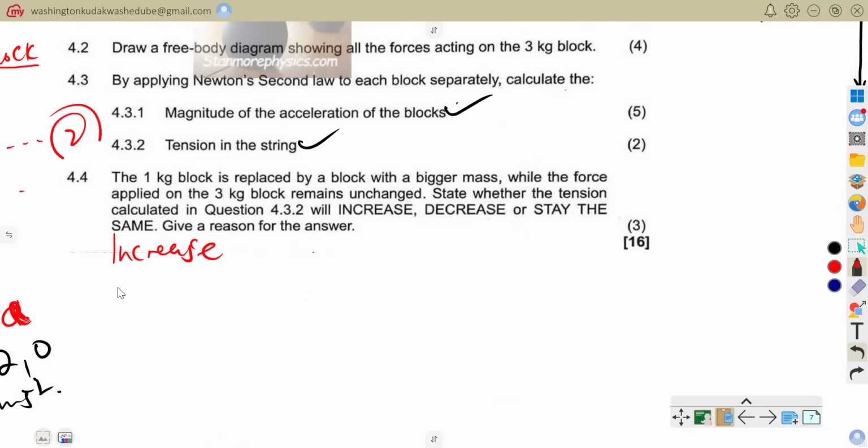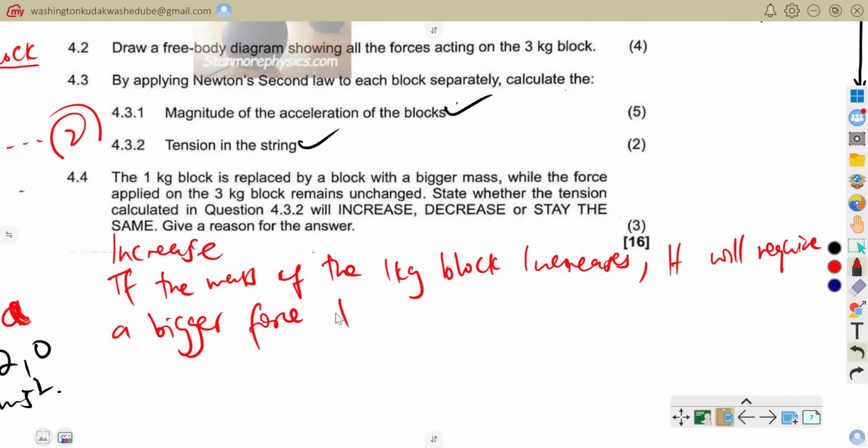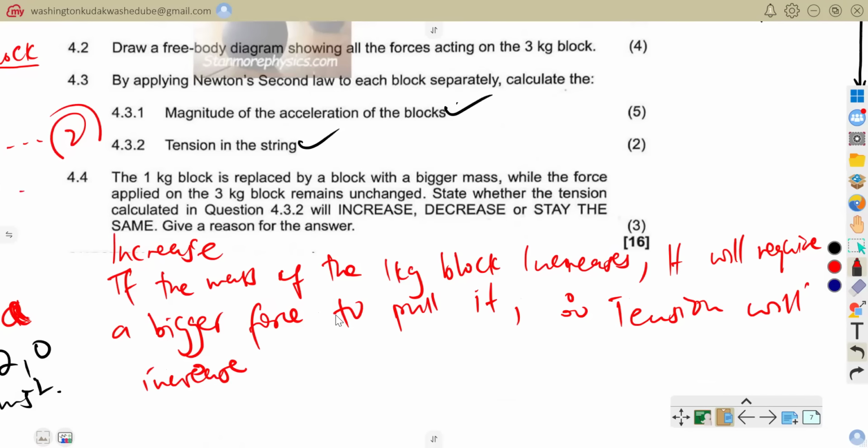We are saying that if the mass of the 1 kg block increases, it will require a bigger force to pull it, therefore tension will increase. The tension will increase. That is what we are saying.